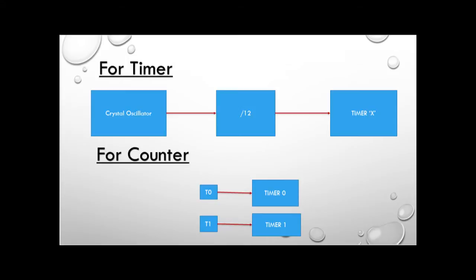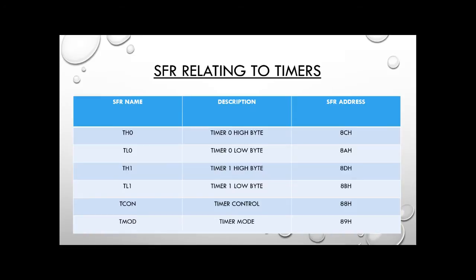921.6 kHz. It can be used as a counter as well, where timer 0 and timer 1 can be used separately. The special function registers relating to the timer are TH0, TL0, TH1 and TL1, where TH0 and TL0 are associated with timer 0, while TH1 and TL1 are meant for timer 1. TCON and TMOD are the control registers.